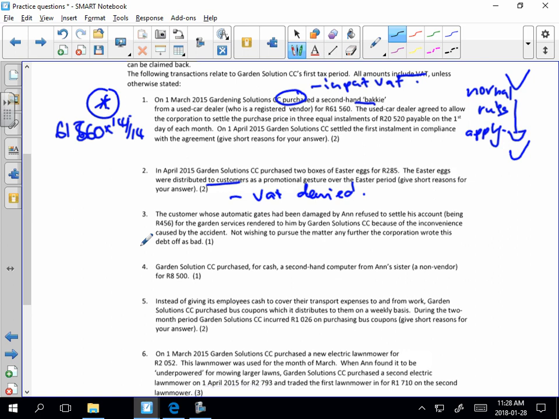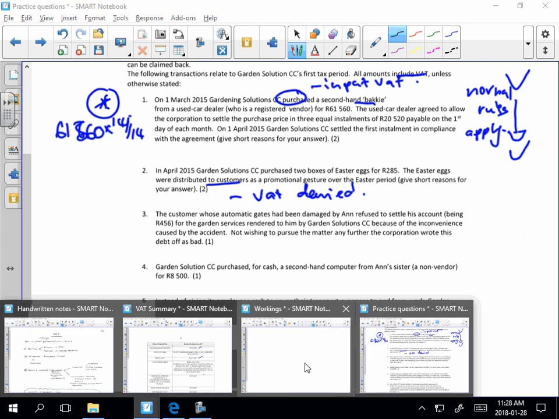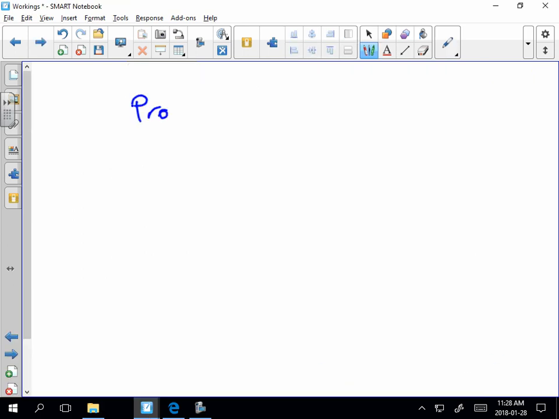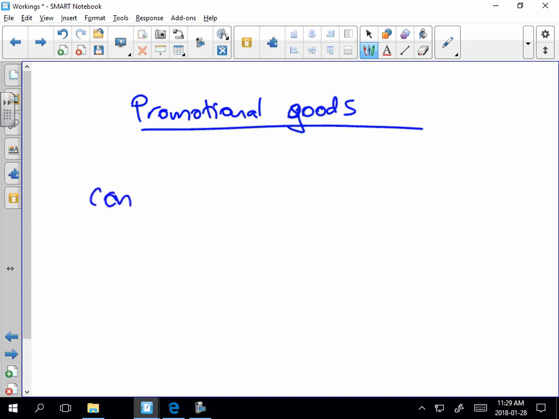Market value? All right. So what it means, guys, is we need to write something about promotional stuff or goods or whatever. Because there's specific rules around this, right? And the rule is, if you give away something for promotion, then your consideration is equal to what? How much do you get for promoting the stuff?